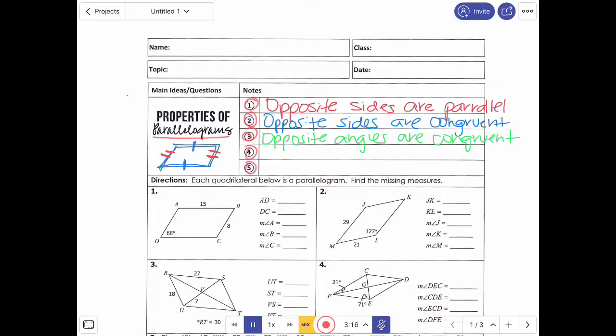So if I take another parallelogram, opposite angles would be considered these blue angles. Those are opposite. Those are going to be congruent. And then if I make 2 yellow angles, those would be congruent to each other. Okay.